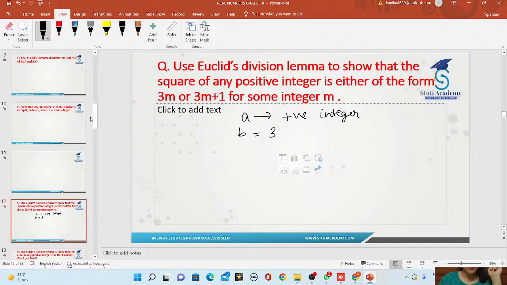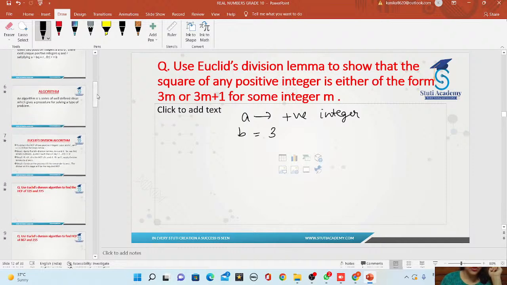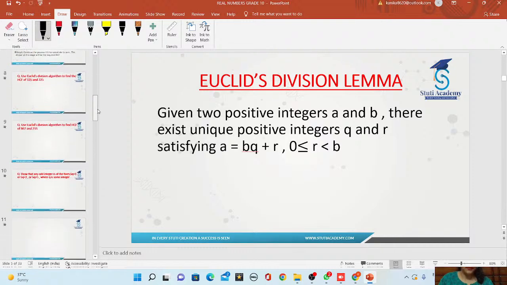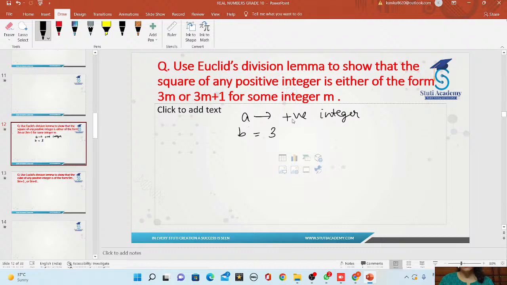Now please notice here, we are going to apply the Euclid's division lemma. So I'll just read this out again for you, since this is something very new to you. Given two positive integers a and b, there exist unique positive integers q and r, satisfying a is equal to bq plus r, where 0 less than or equal to r less than b. Now here a is any positive integer and b is 3. So we are going to put this in Euclid's division lemma, and write a is equal to bq plus r, where 0 less than or equal to r less than b.